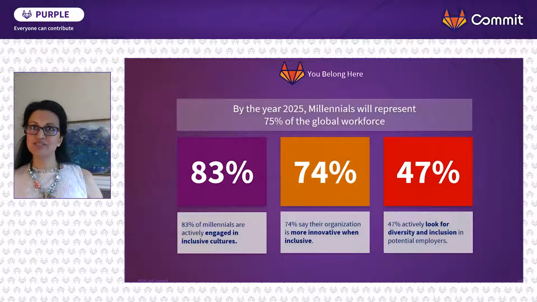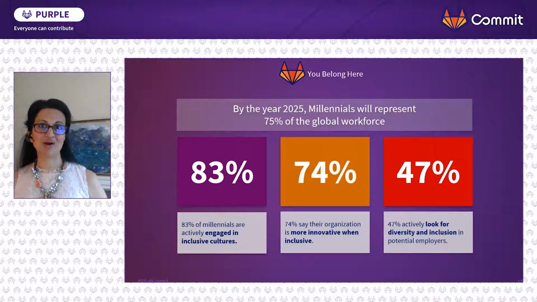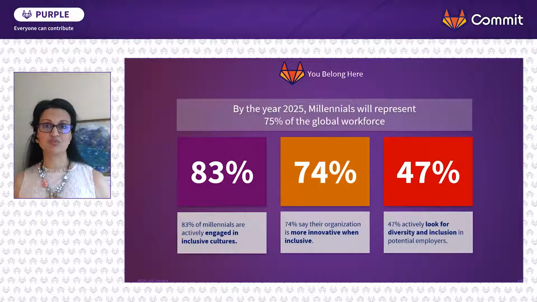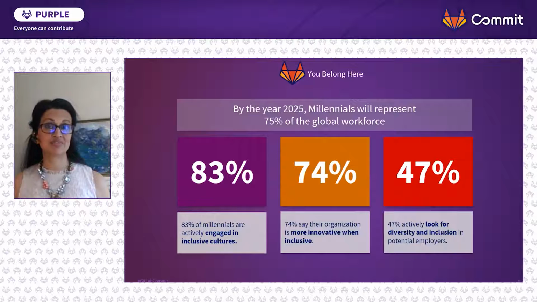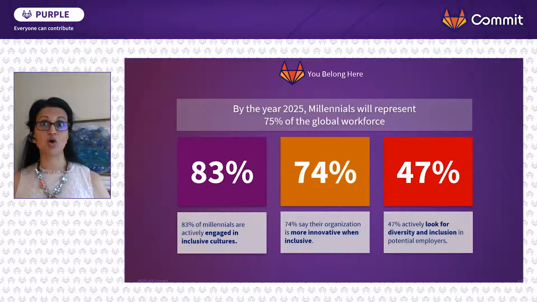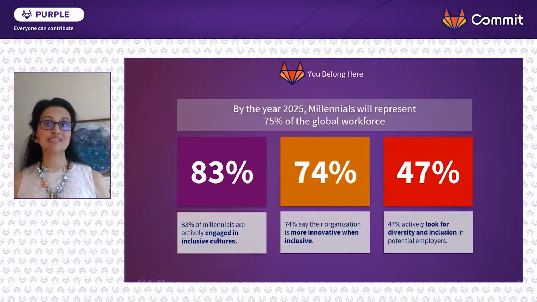The second key opportunity I mentioned is the millennials. Millennials are born between 1981 and 1996. They will represent 75% of the global workforce by 2025, which is really just around the corner. They fully recognize the relationship between cognitive diversity and innovation. And today we know that 83% of millennials are actively engaged at work when they see that their organization fosters an inclusive culture. And 47% of them, in fact, are actively looking for diversity and inclusion when sizing up potential employers.